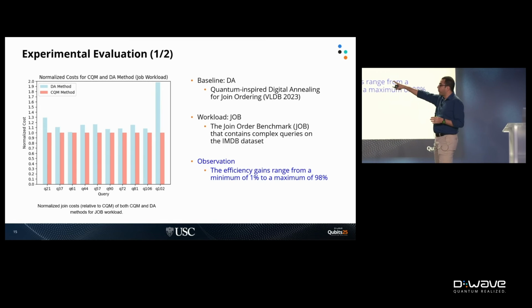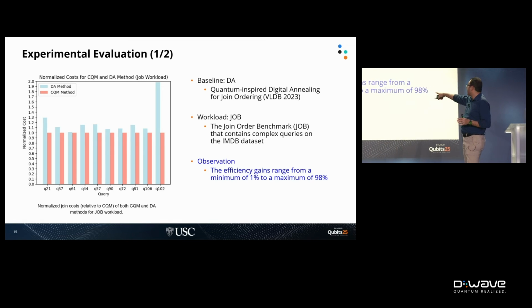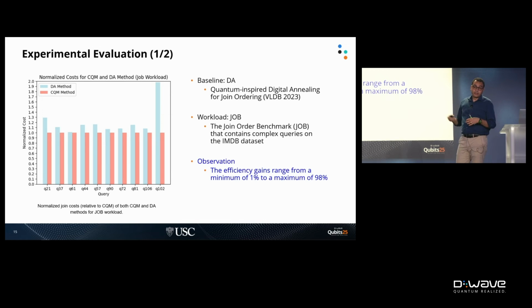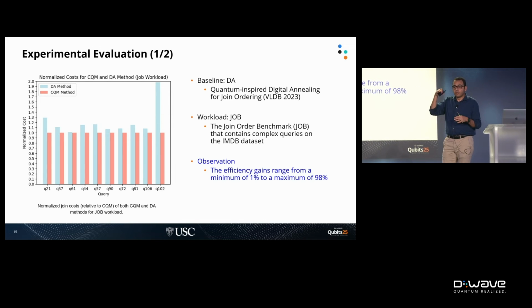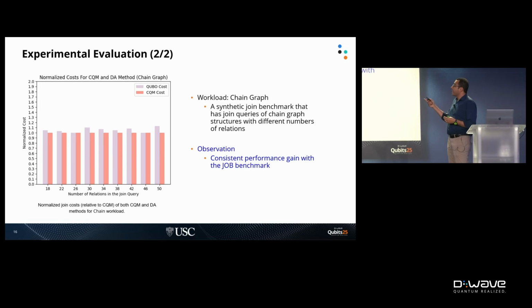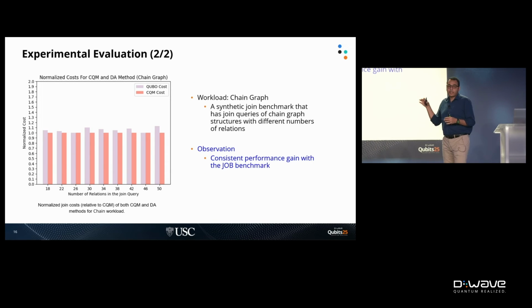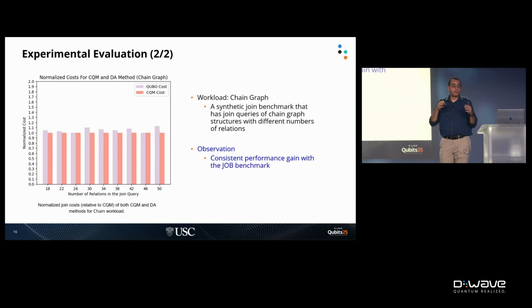You can see here that the performance gain varied between 1% and 98%. So you can actually have a reduction of the running time to half over the other costs. The second experiment here, we replicated the same setup, but we used a different workload, which is more complicated in terms of the number of relations. As you can see on the x-axis, we are changing the number of relations. We started with 18, and then we finished with 50. So this means that we have 50 relations to join.